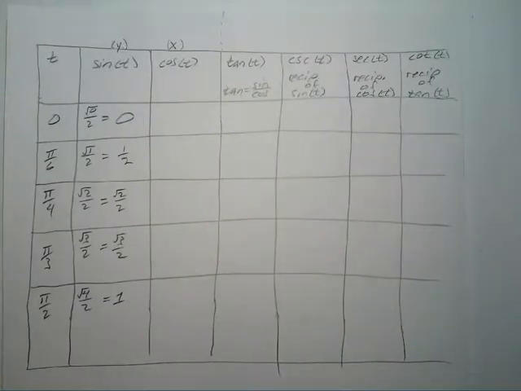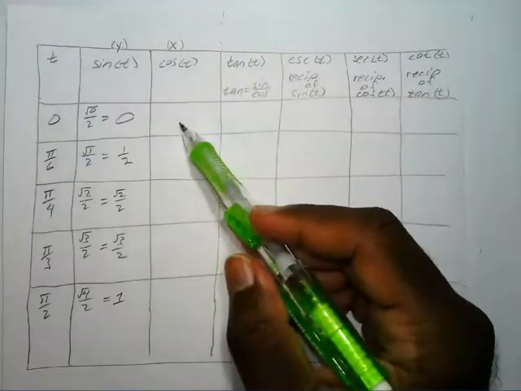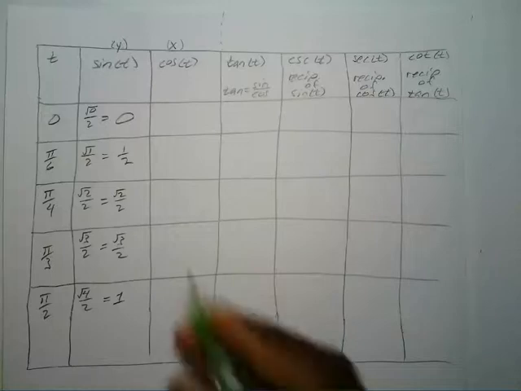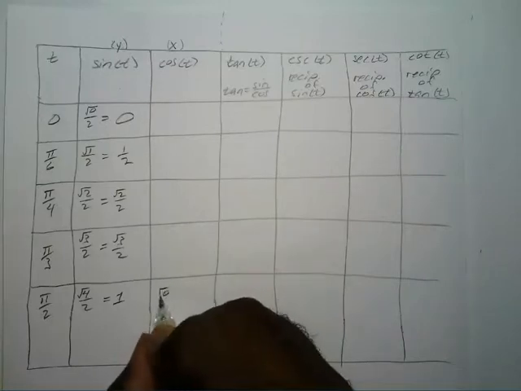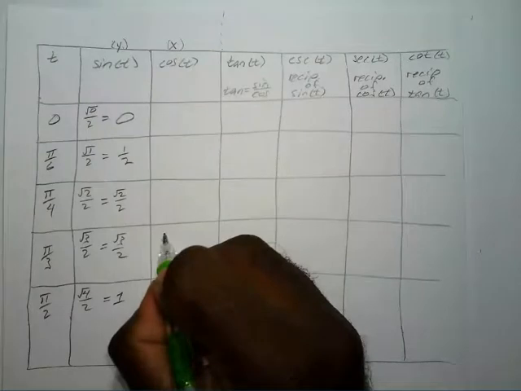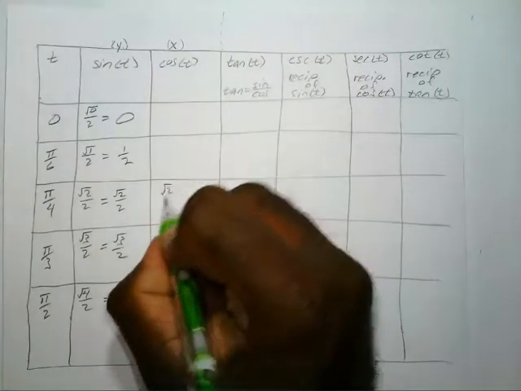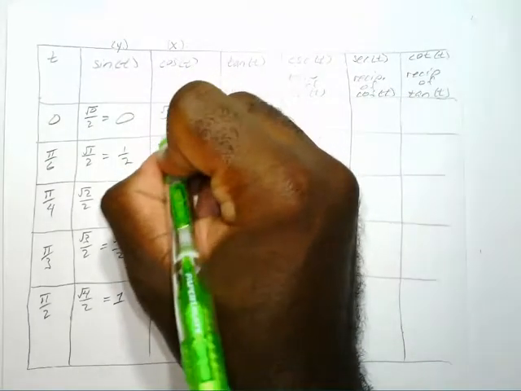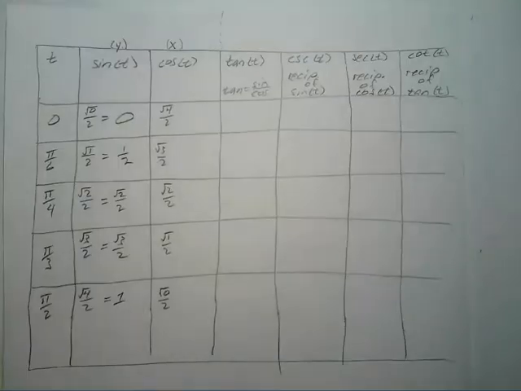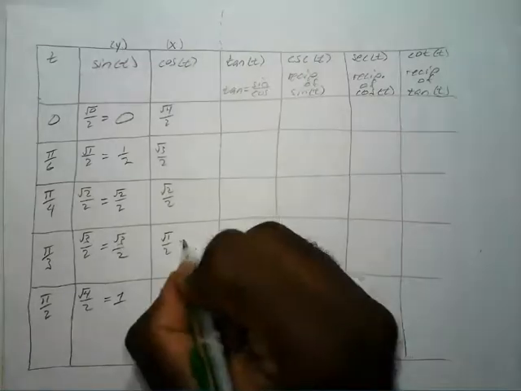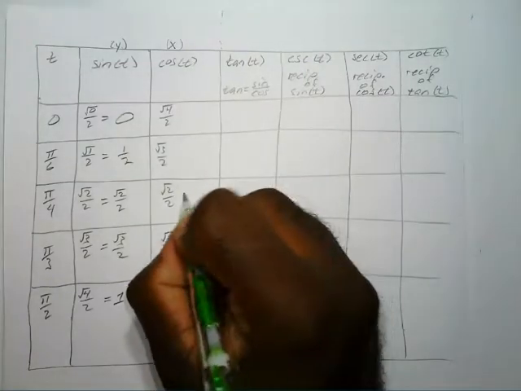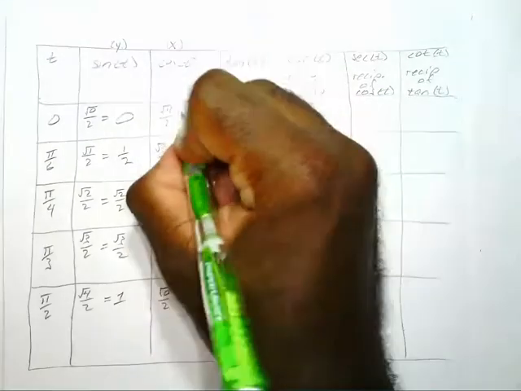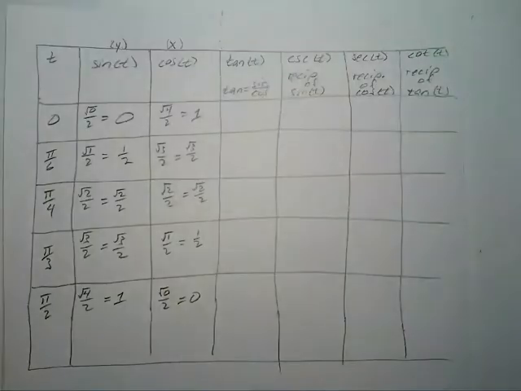Alright, so now with cosine, you do the same thing, but in reverse. Okay, so you go square root of 0 over 2, square root of 1 over 2, square root of 2 over 2, square root of 3 over 2, and square root of 4 over 2. Okay, so that's 0, 1/2, again, square root of 2 over 2, square root of 3 over 2, square root of 4 over 2 is just 1.